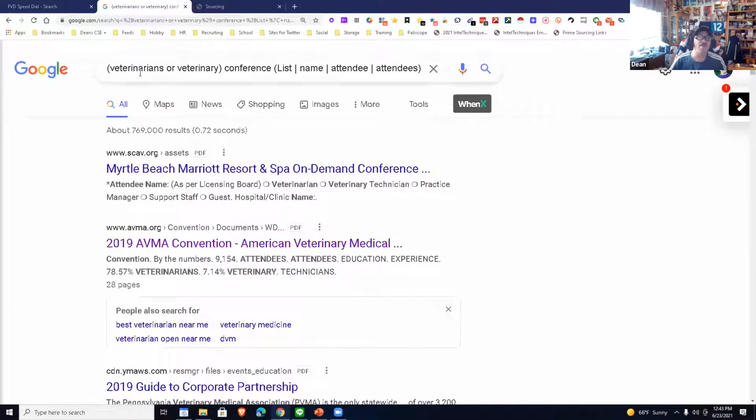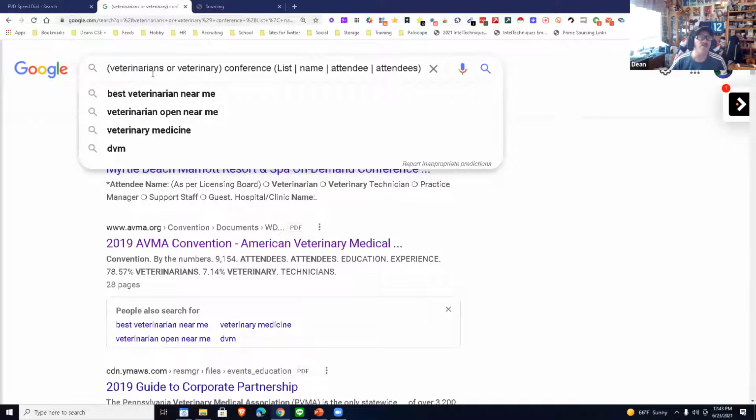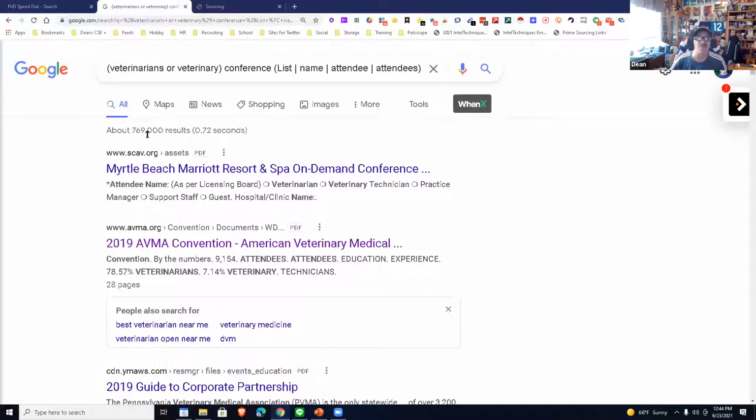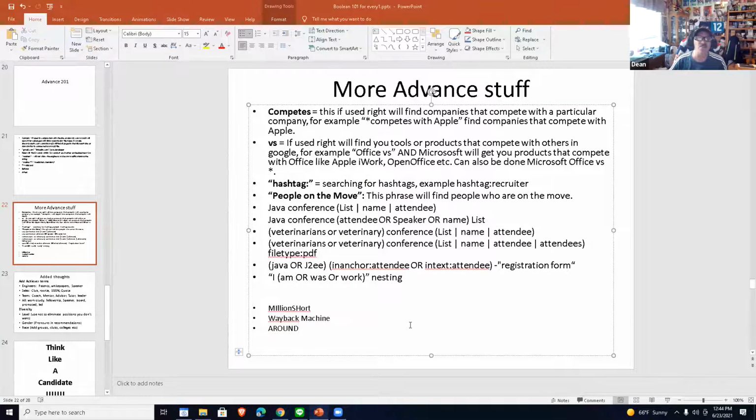But look how I did it. I was very specific. Veterinarian to veterinarian in there. Now this should probably be capitalized, but it really doesn't matter. Conference, and then list or name or attendee. Notice how I put or here, but I used the pipe there. It really doesn't matter. And then I file type PDF. Why? Because I really knew that most of the time they're in PDF. I mean, there's 769,000 of them. So that's an example of some of the ways you could put strings together that are just very unique.